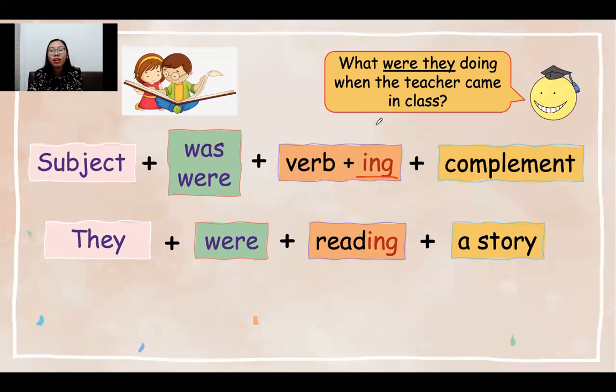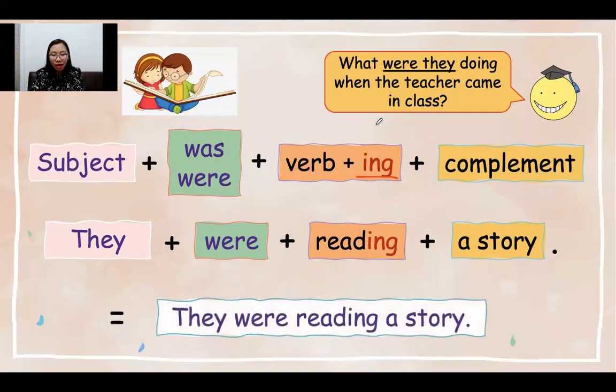It's okay. All right, and don't forget the full stop. And there we have: they were reading a story. All right, again, everybody say: they were reading a story. Now, again, we have the subject, we have the verb to be, was and were, and then the verb. This is our verb 1 plus ing. Perfect. And then the complement.